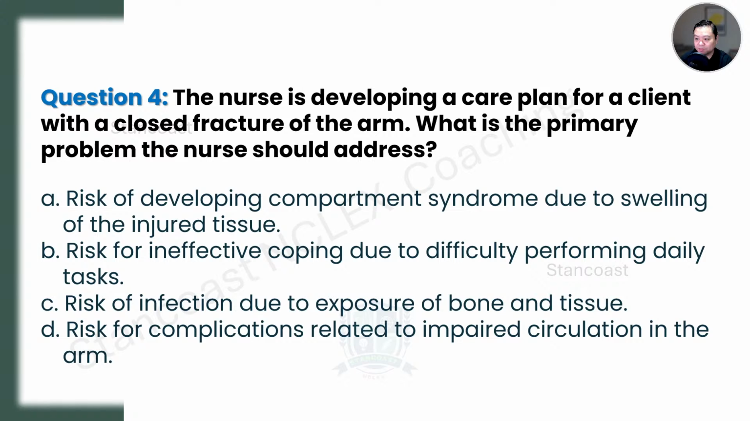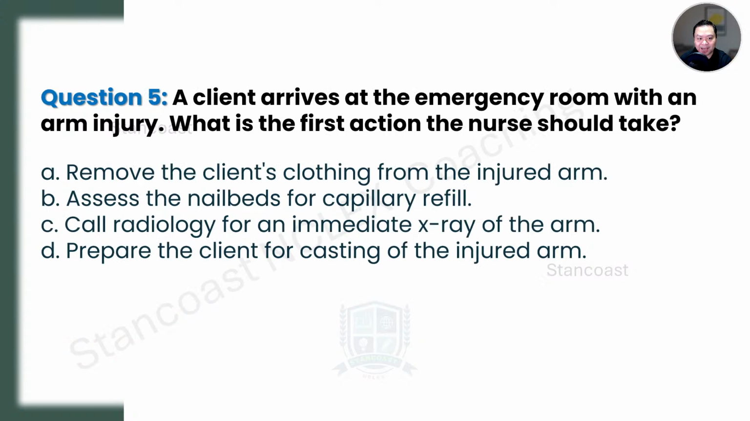You got a case here of a closed fracture of the arm. So what would be that problem? It is letter D, monitoring for neurovascular complication. It is a closed fracture, okay? It typically can heal without any infection or other issue. So the correct answer for question number 4 is letter D, risk for complications related to impaired circulation in the arm.